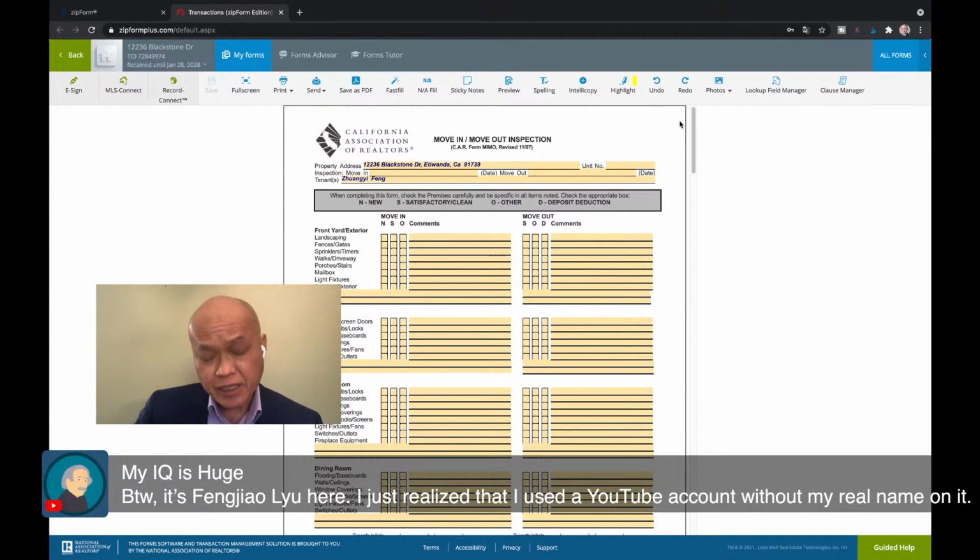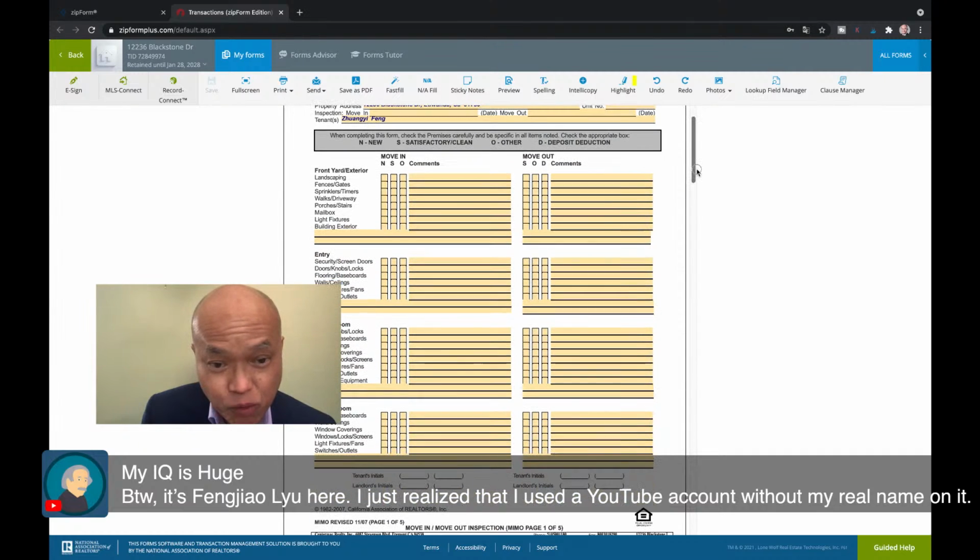So both the buyer and the seller can sign the verification of property condition form as well as the move-in, move-out inspection. So rent back will just require one additional form, or actually 2 additional forms, the residential lease after sale, and then the move-in, move-out inspection. So basically, this is what the form looks like.